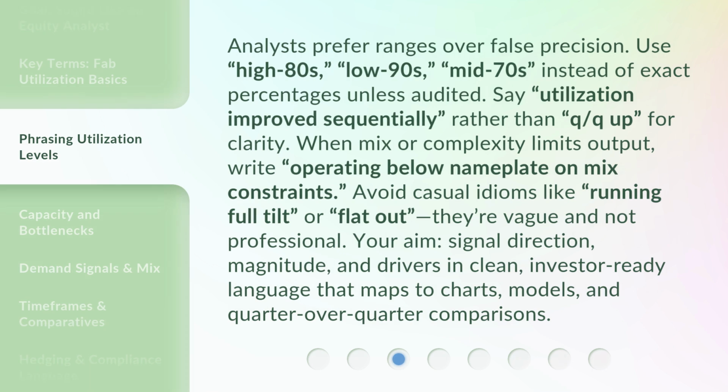Analysts prefer ranges over false precision. Use high 80s, low 90s, mid 70s instead of exact percentages unless audited. Say utilization improved sequentially rather than "Q-on-Q up" for clarity. When mix or complexity limits output, write "operating below nameplate on mix constraints." Avoid casual idioms like "running full tilt" or "flat out." They're vague and not professional. Your aim: signal direction, magnitude, and drivers in clean, investor-ready language that maps to charts, models, and quarter-over-quarter comparisons.